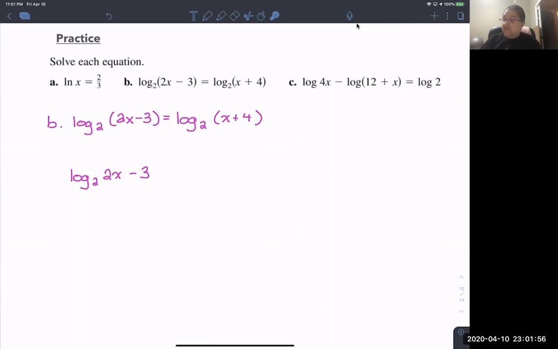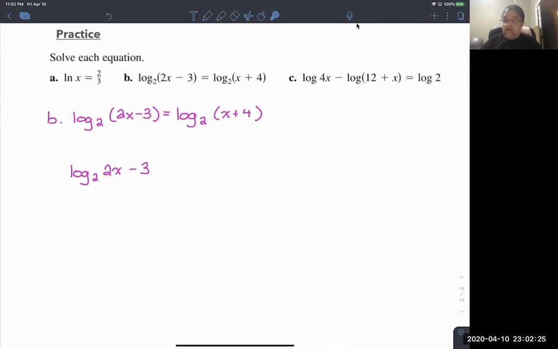So if there's no parentheses, it's understood that whatever I'm taking the log of is the number or term directly in front of the log. So here, I'm just taking the log base 2 of 2x. If I have parentheses, then whatever's in parentheses is part of the entire logarithm, okay? So here in this original question, I'm taking log base 2 of the entire 2x minus 3. The reason this is important to know about parentheses is because the way you would approach this problem will be a little bit different than the way you'd approach this problem.